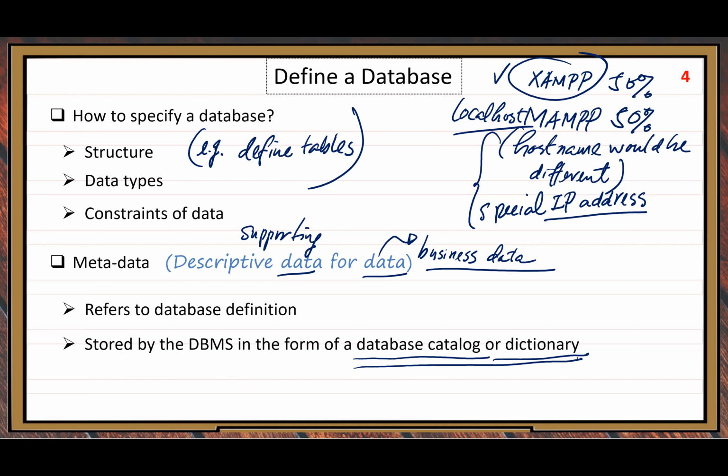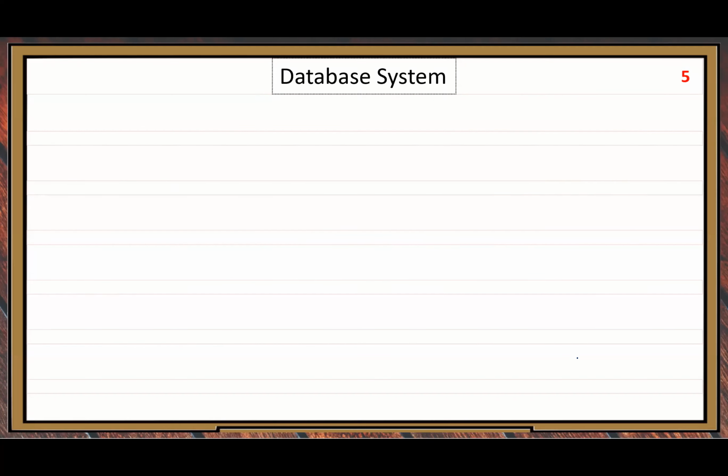So that is the basic definition of a database. Next, database system. We always talk about database, so what's the exact meaning of it? Database system: a database and a DBMS software together.